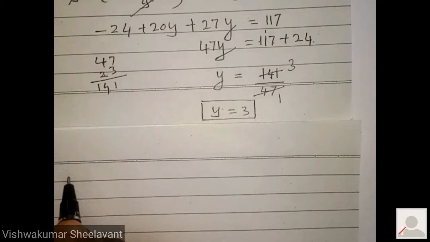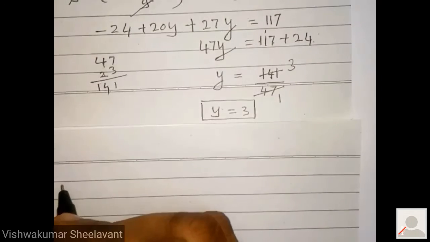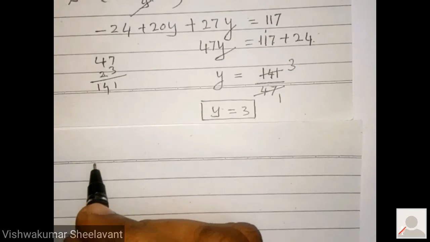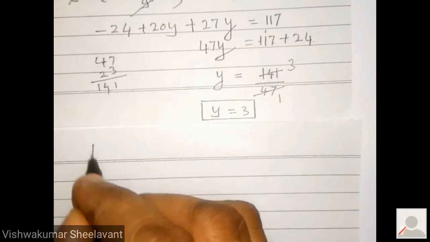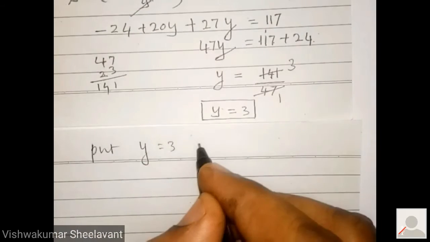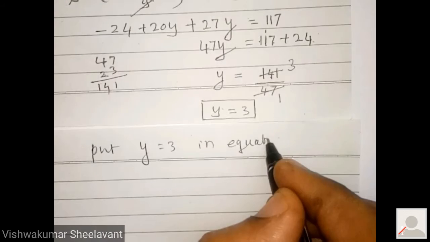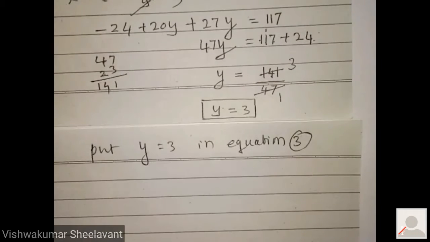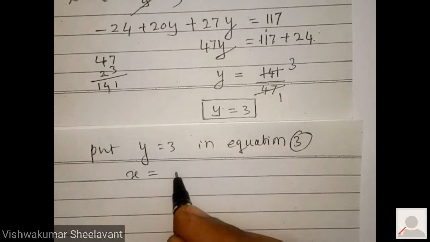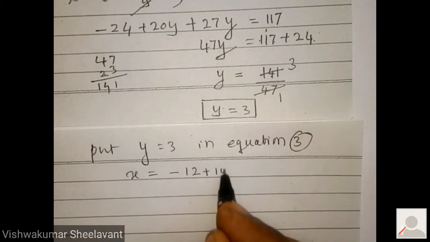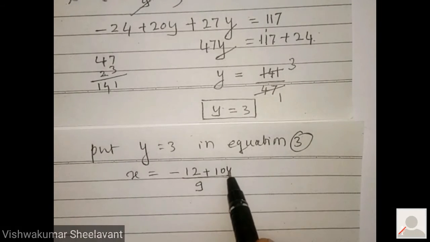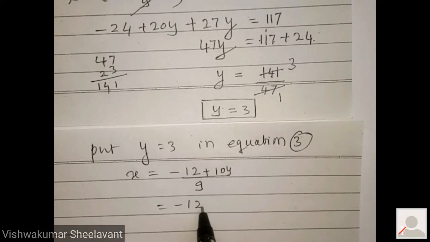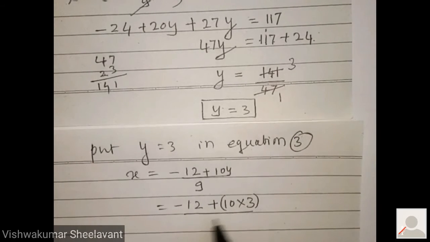Next. Put this y equal to 3 in equation 3. Equation 3 is x equal to minus 12 plus 10y by 9. So here in this place y equal to 3 you have to substitute. Minus 12 plus 10 into 3, divided by 9.